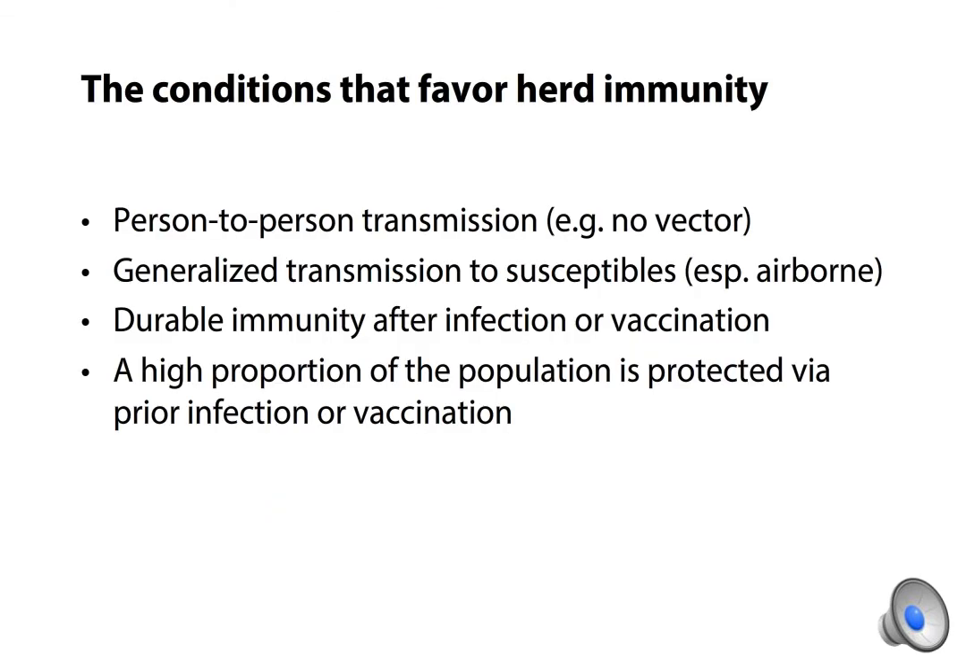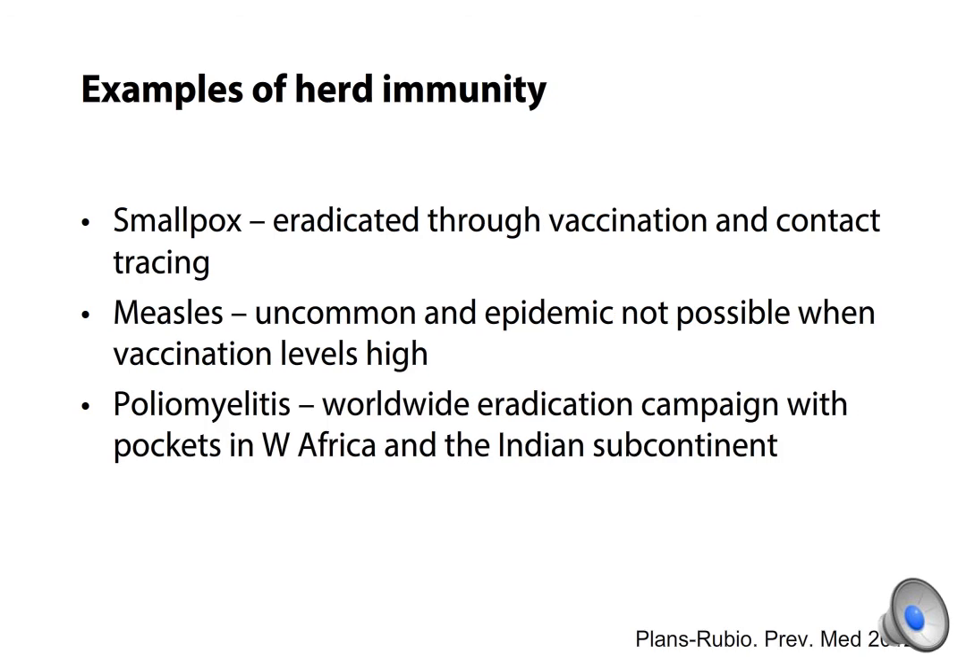The conditions that favor herd immunity are when the disease is caused by person-to-person transmission. That is, there's no vector involved. There's generalized transmission to susceptibles, especially in airborne, for example. There's a durable immunity after infection or vaccination, and a high proportion of the population is protected either via prior infection or vaccination. So good examples of herd immunity are smallpox, which was eradicated through vaccination and contact tracing, specifically because it only existed in humans and was transmitted from person to person directly.